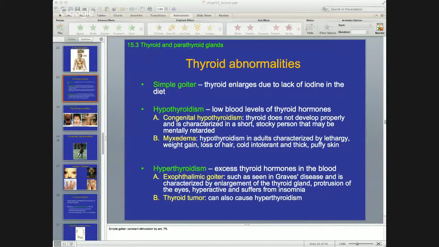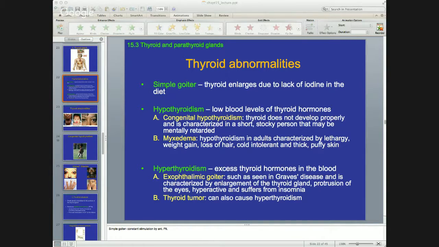Then there's hypothyroidism, which is low blood levels of thyroid hormones. Low thyroid levels can lead to congenital hypothyroidism and myxedema. Congenital hypothyroidism results in individuals that are short and stocky, and they may be mentally retarded. We're seeing that here. Now let's go back here. Myxedema is hypothyroidism in adults, usually characterized by fatigue, lethargy, weight gain, loss of hair, puffy skin, and feeling cold all the time. So that's hypothyroidism, not enough thyroid hormones.